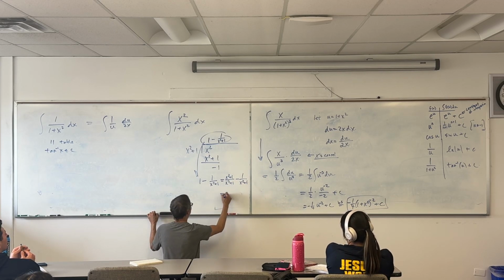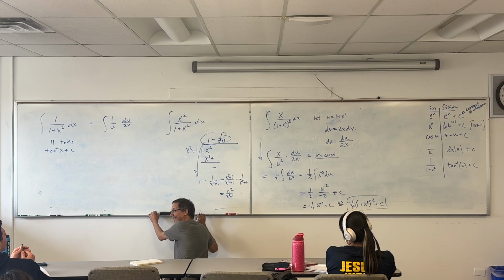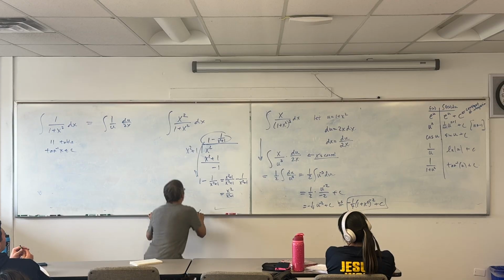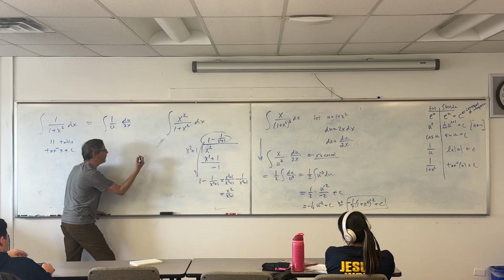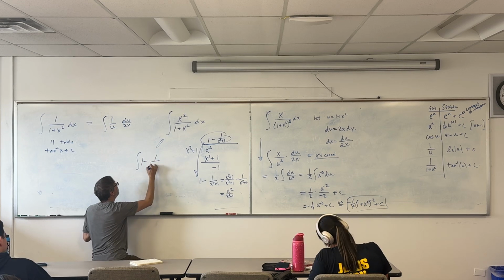And now you just get x squared over x squared plus 1. So that's kind of a cool trick. So rewrite this with some algebra. There's no calculus or substitution going on here. This just becomes this guy.